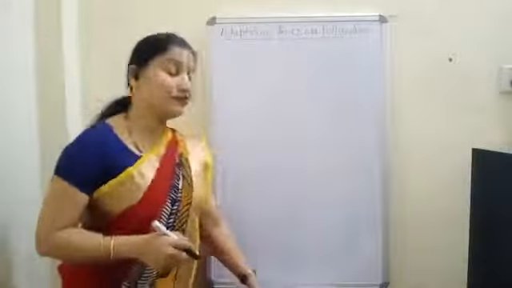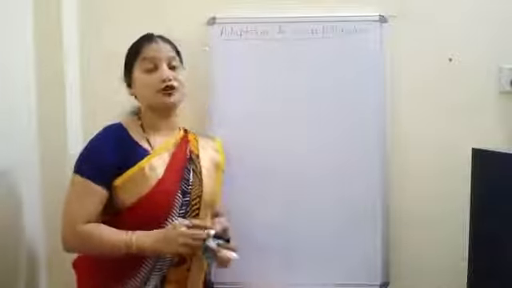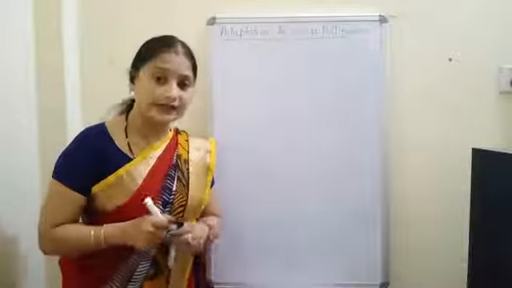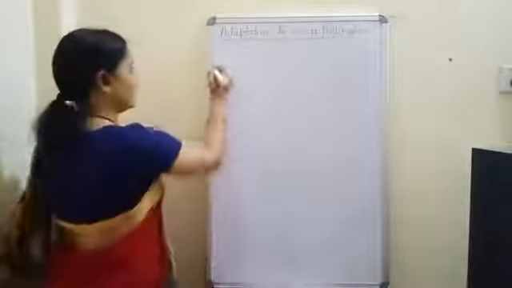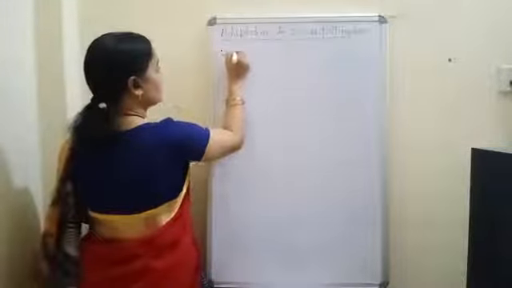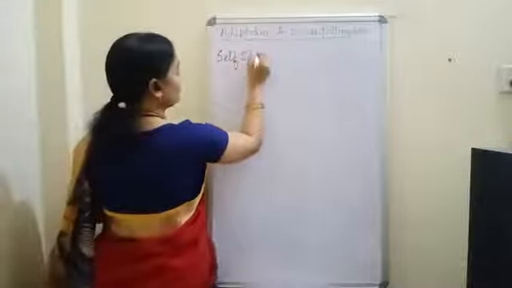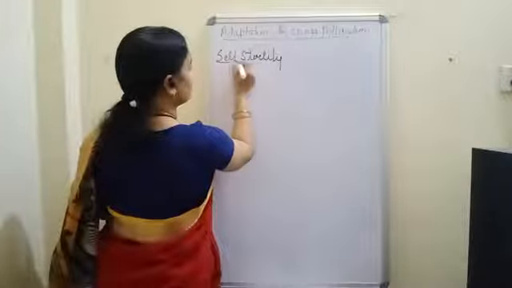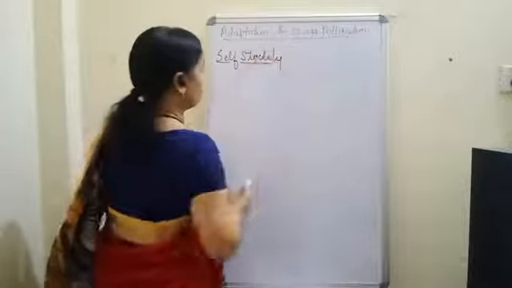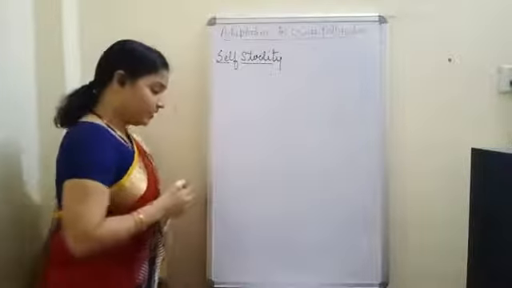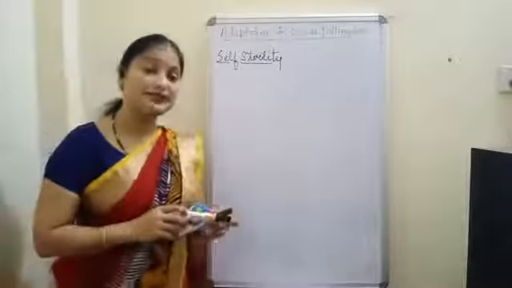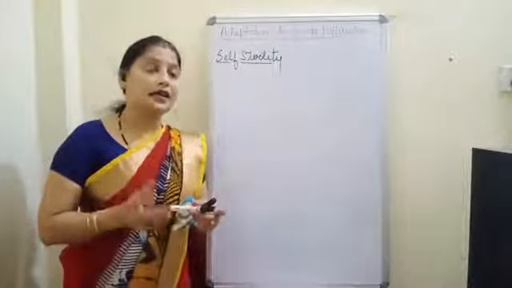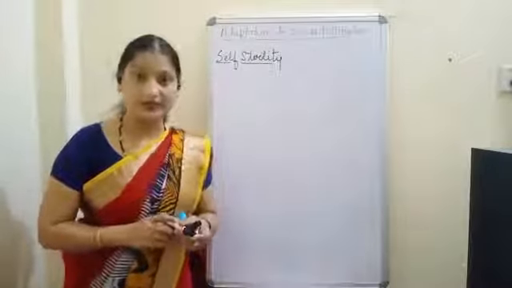See, the first adaptation in case of cross-pollination is self-sterility. I can write it here. It is self-sterility. Okay. Now the meaning of self-sterility is incompatibility.